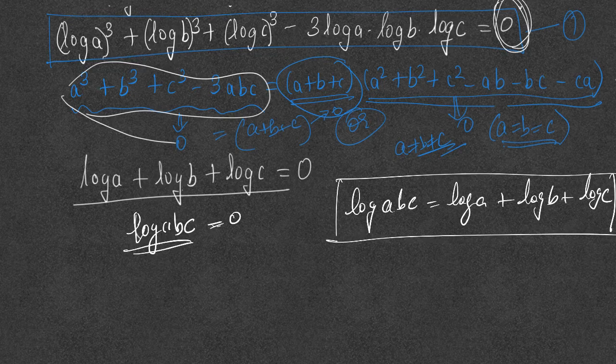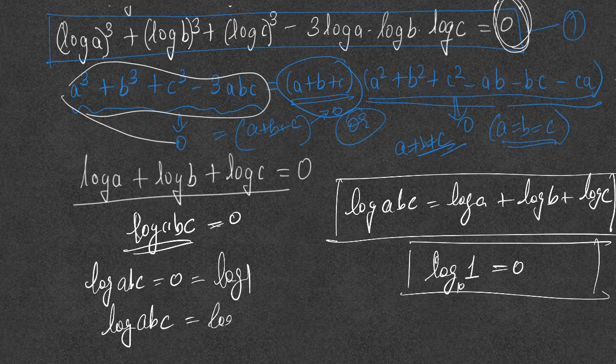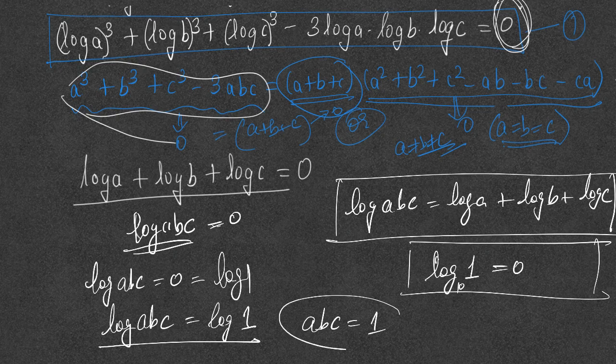Now log of abc is 0. What is 0 as a log? Log of 1 is 0. We already know this, so another important formula to remember: log of 1 is 0. What is the default base? 10. So now log of abc equals log of 1. This is what we got. Now if this is the equation, what is abc equal to? 1. So this is how we solve the problem of finding abc.